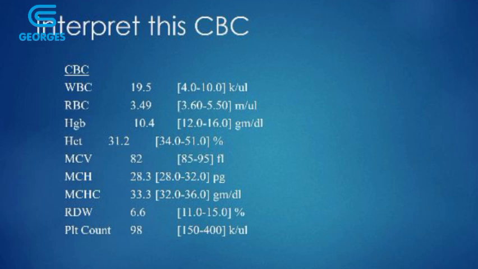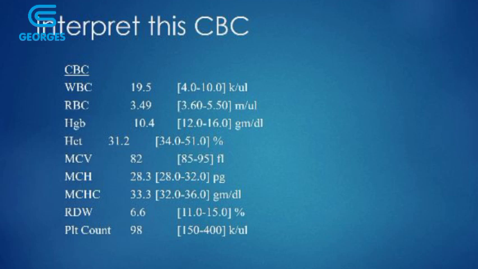So the next component, an RBC of 3.49, whereby the reference range is 3.60 to 5.50. So it means it is low. 3.49 is low, so maybe we'll query anemia, and by going down we will maybe be able to query the type of anemia. Hemoglobin of 10.4, whereby the reference range is 12 to 16 grams per deciliter. So 10.4 is low because the reference range is from 12. So we will still query anemia.